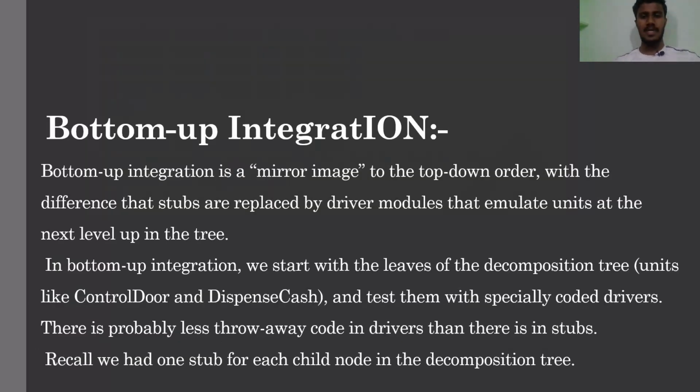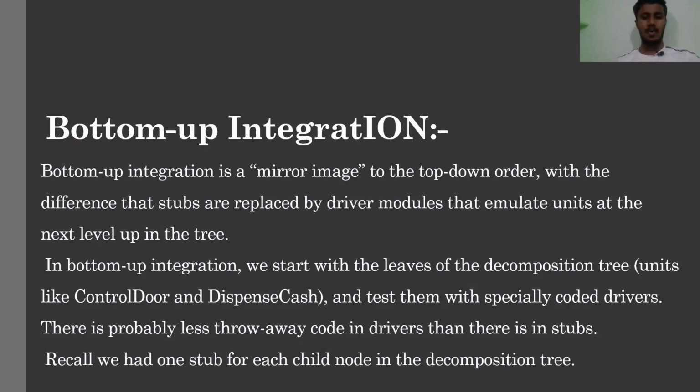Bottom-up integration. Bottom-up integration is a mirror image of the top-down order, with the difference that stubs are replaced by driver modules that emulate units at the next level up in the tree. In bottom-up integration, we start with the leaves of the decomposition tree, which are units like control door and dispense cash, and test them with specially coded drivers.